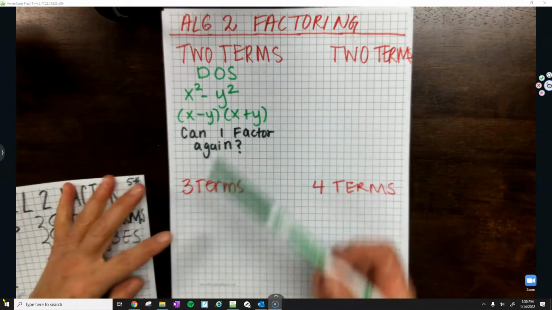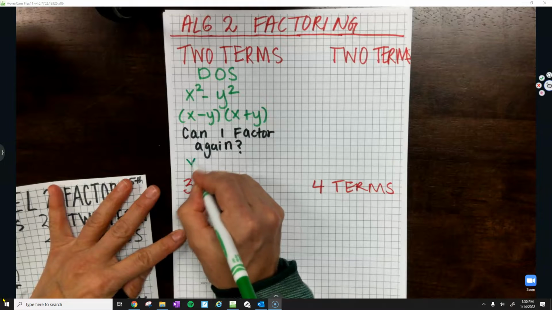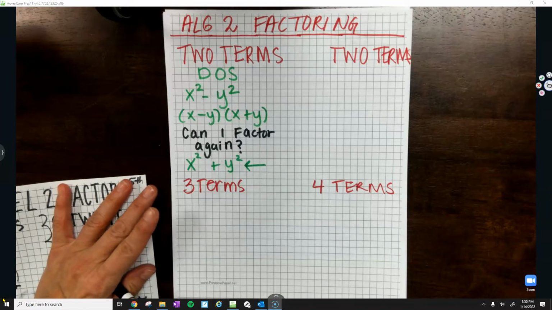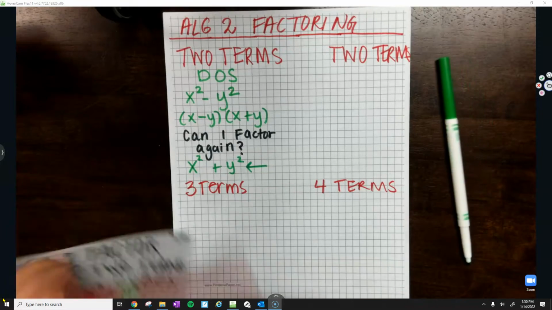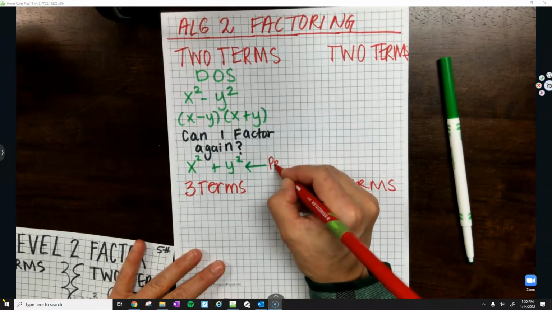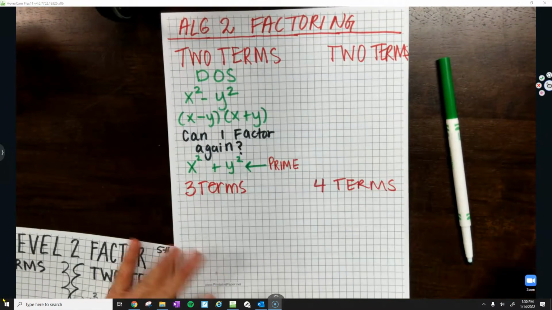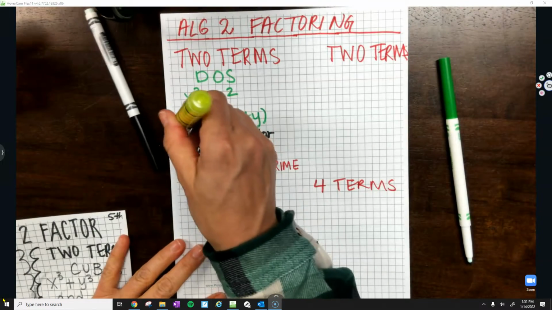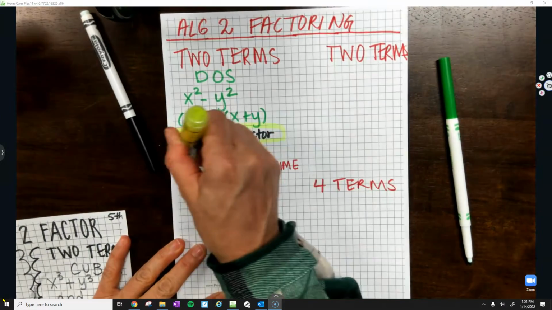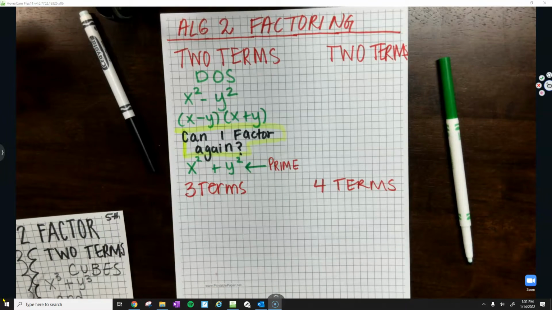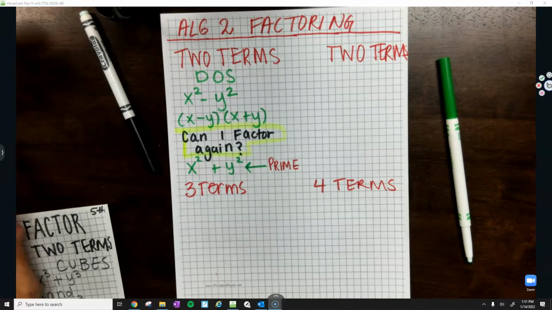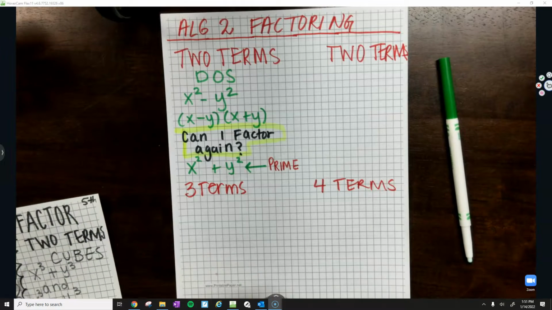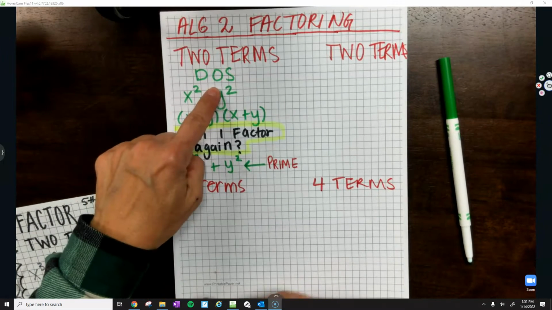However, the last thing I want to point out about a difference of 2 squares, when it looks like this, you can never, ever, ever factor that. That's called prime. So write prime next to your little example where you wrote a plus sign. Also, if you do have a highlighter, this question is pretty important. Can I factor again? If you don't factor again on some stuff, you won't get full credit because you can keep going now. All right, for the 2 terms right here, you have a difference of squares.